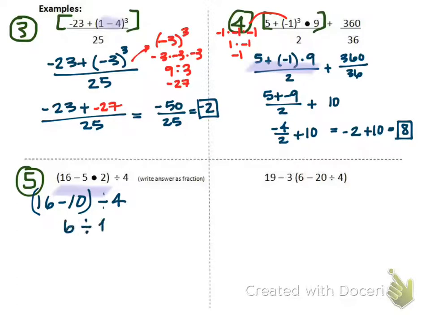And I'm going to simplify to get 6 divided by 4, which can look like 6 over 4, which can also be reduced to 3 over 2, which is the same thing if I use it as an improper fraction currently and change it to a mixed number, and I'd get 1.5.